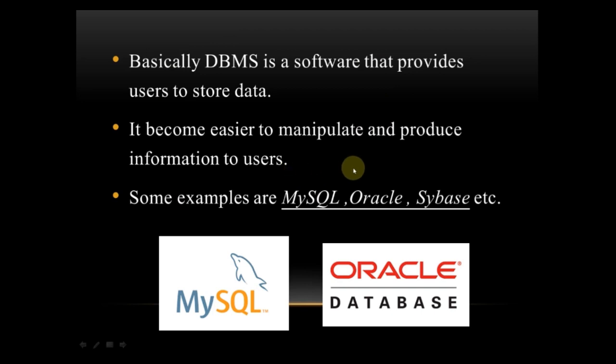The data which we are managing, storing or retrieving. So for retrieving, there is a system, means software. So with the help of software, we store information in database. There are many DBMS software available. Some examples of popular DBMS are MySQL, Oracle, Sybase, etc. So with the help of this software, we store the information in database.